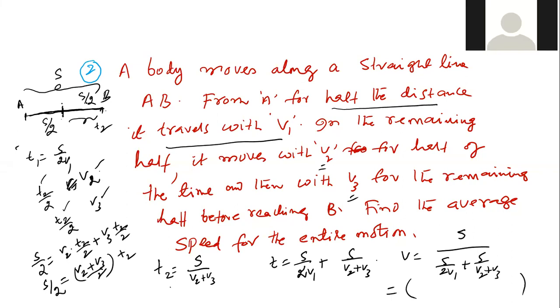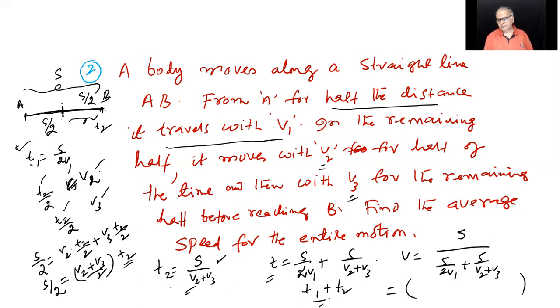So the distance S by 2 equals this into this plus this into this, right? My job is to find how much time T2 is for the second half in terms of V2 and V3. So the total time for AB will be T1 plus T2. This is T1, this is T2. So what is the answer for this? Two V1 plus two V2 plus two V1 V3 by two V1 plus two V2 plus all that.